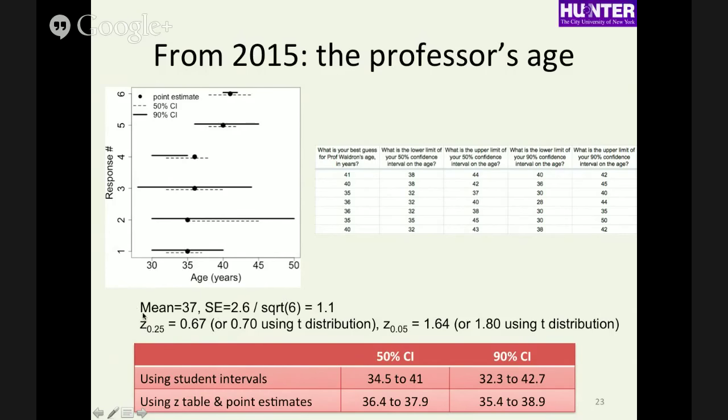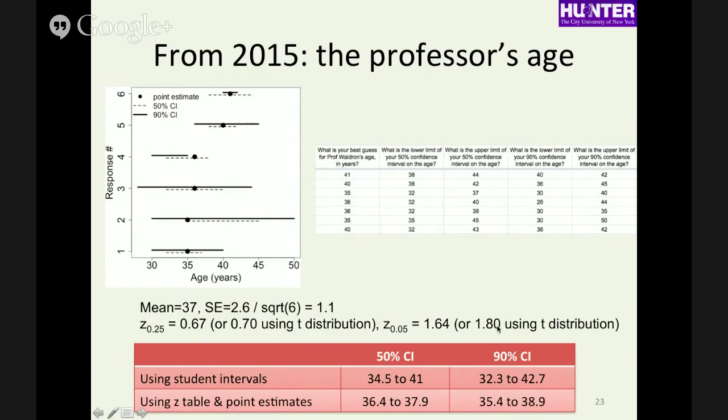Using this 0.67, this is not strictly correct. You should be using a t-distribution here, but we haven't learned it yet, so I just did it using z. It turns out for n equals 6, it'll be pretty different. I'll do it the other way next class, and you can see how different it is.